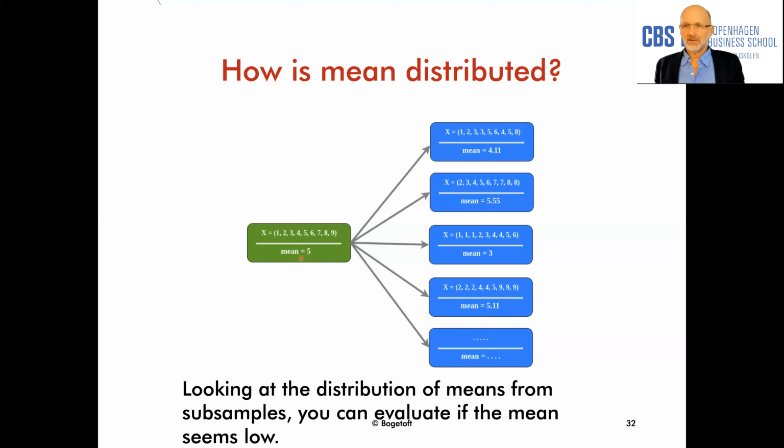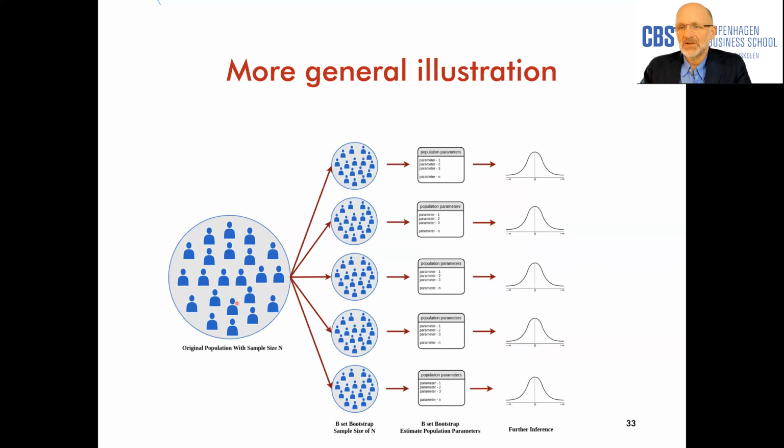Maybe this approximation of the population could easily generate smaller values of the mean, or maybe it can also easily generate higher values. So you get an idea of the mean. How can you evaluate whether this mean of 5 is a low one or a high one? Okay, so it's slightly more general.